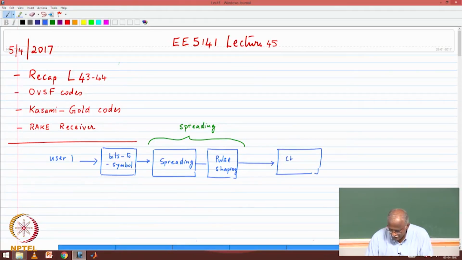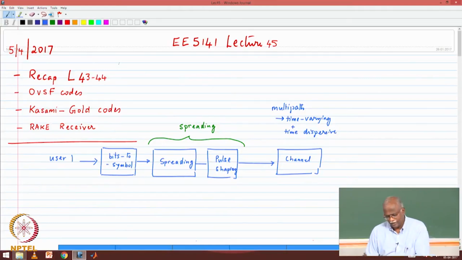The channel can be a multipath channel, so it could be time varying and time dispersive. That is part of our system. Now, where does the interference from other users come in?